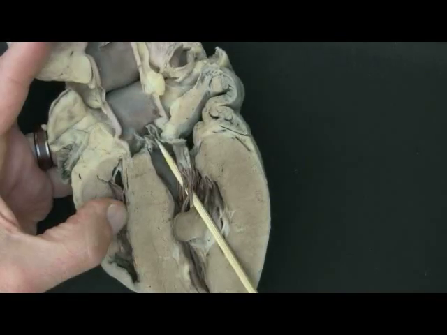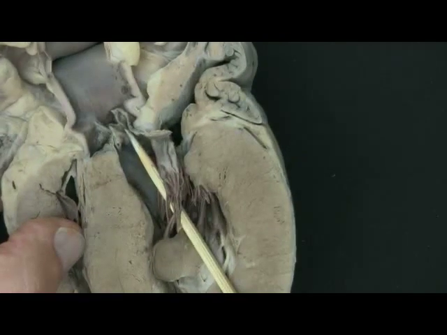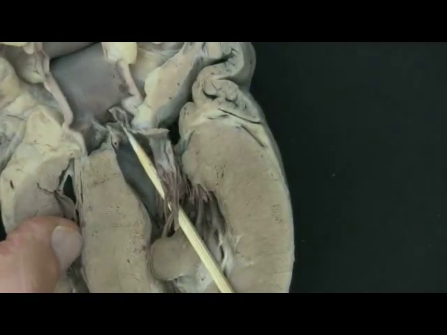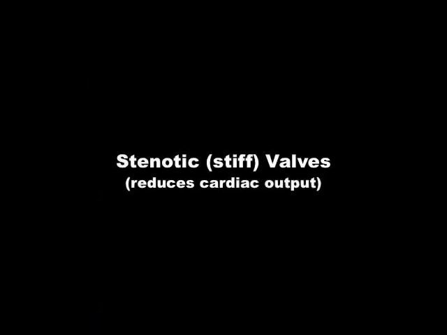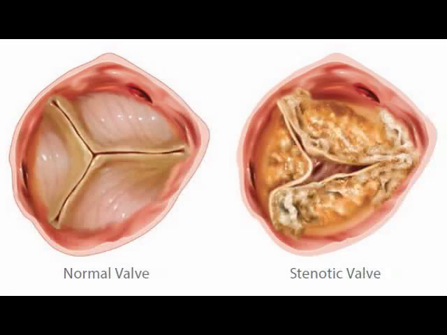Here's a closer look at the aortic semilunar valve. All heart valves are subject to disease or deformity, and the aortic valve is especially susceptible. In some cases, it becomes leaky or incompetent, allowing blood to regurgitate back into the left ventricle. More commonly, the aortic valve becomes stiff or stenotic, and this reduces blood flow from the left ventricle.